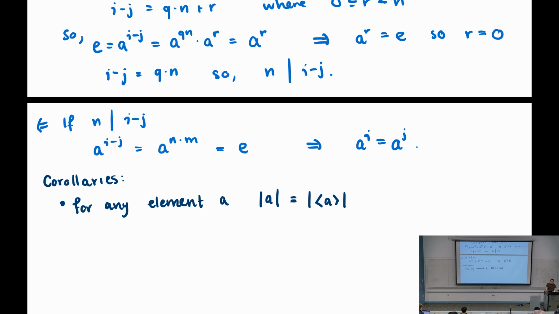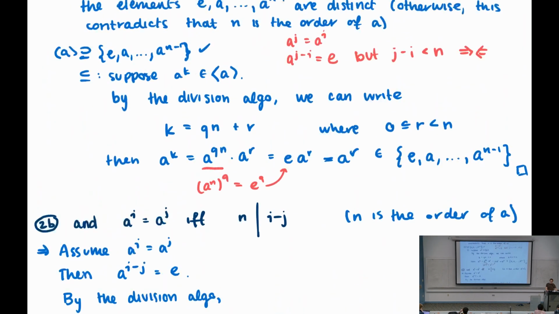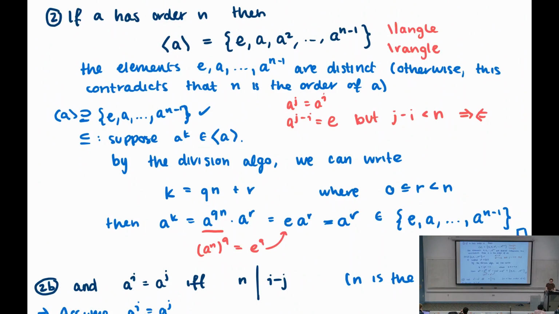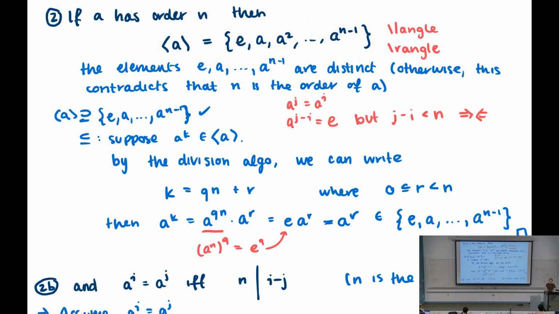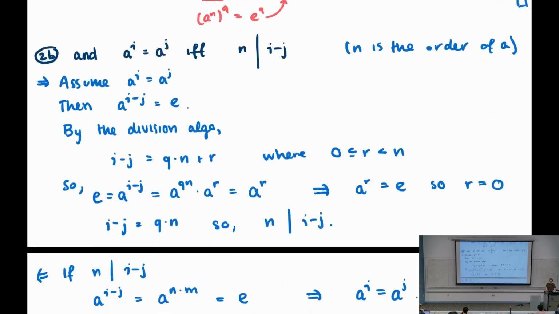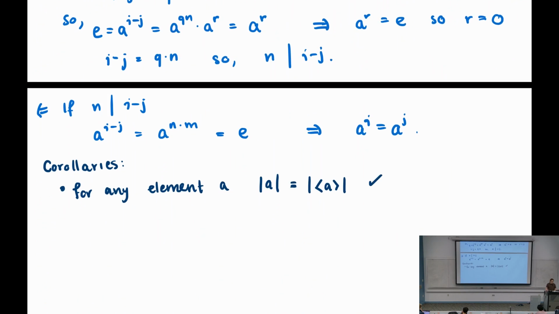And why do we see that from the theorem? Well, we proved that the subgroup generated by a consisted of exactly these elements and that they were distinct, so there are n of them, right? So that shows that these two things are equal.